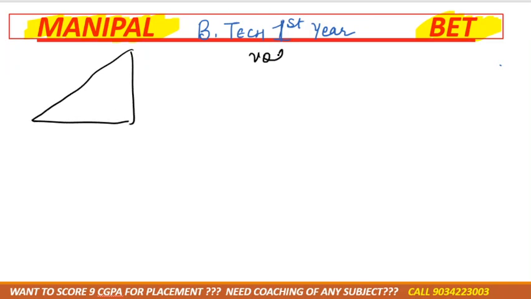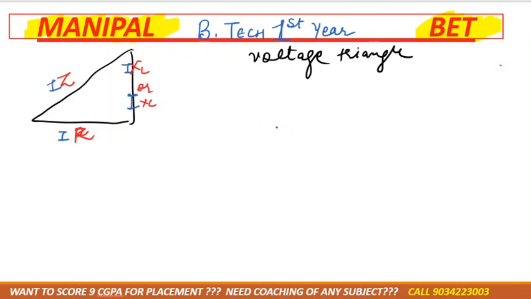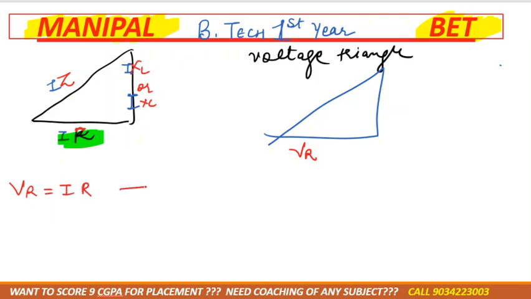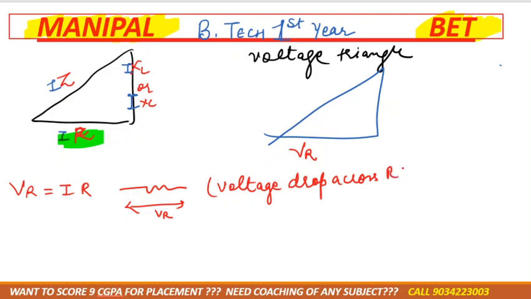Now, after multiplying current with the impedance, we'll get a voltage, right? So now we'll make the voltage triangle. Earlier there was an impedance triangle with R, XL or XC, and Z. But if we multiply current I into XL, I into XC, and I into Z, it will form a voltage triangle. I into R is how much? VR. VR is equal to IR, that is the voltage drop across the resistor.